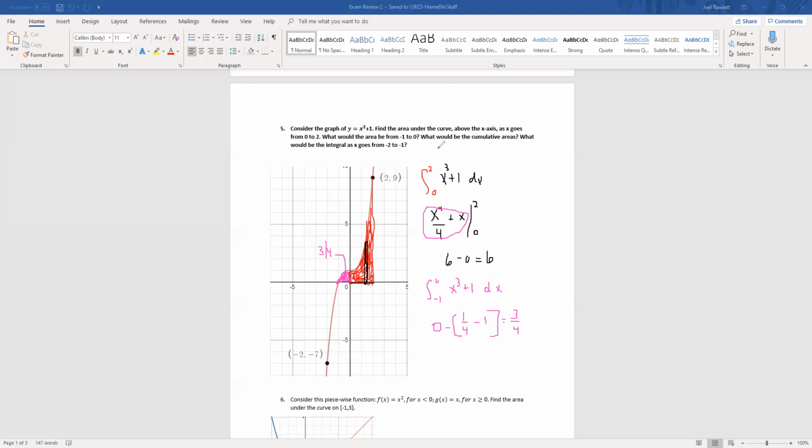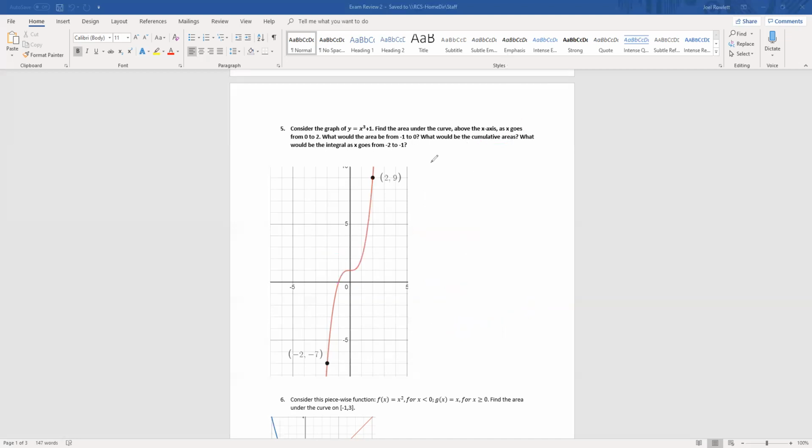And then it says, what would the cumulative area be? In other words, if I add those two together, well, that's just going to be 6 plus 3/4. So 6 3/4 or 6.75 would be the total area. That would be the area of the red region, which we found first, plus the area of the purple region. That's what we figured out secondly. Okay, so let's move on to other parts here.